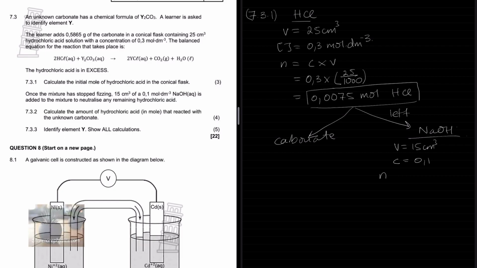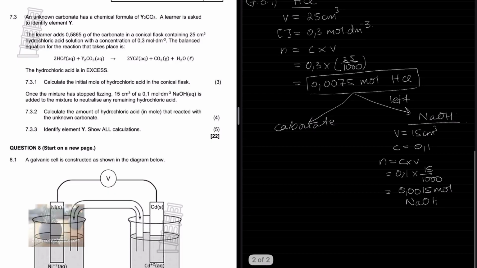Number of moles is equal to C times V. That's equal to 0.1 times 15 over 1,000. And that gives us 0.0015 moles of NaOH that was used. Now remember, this NaOH neutralized whatever HCl was left. So we can use a reaction to figure out how much HCl was left.